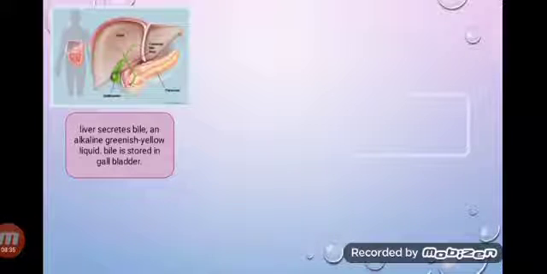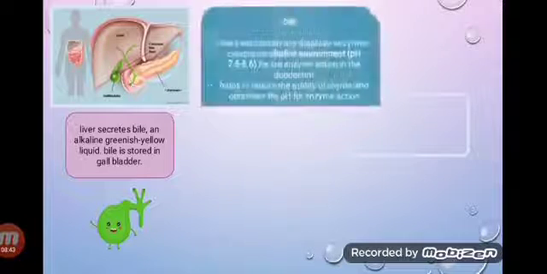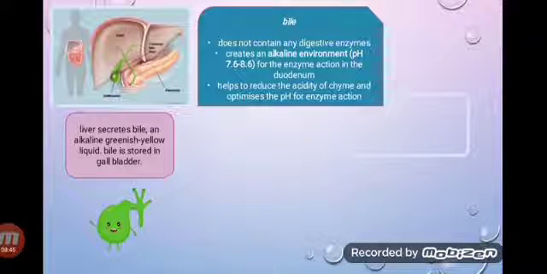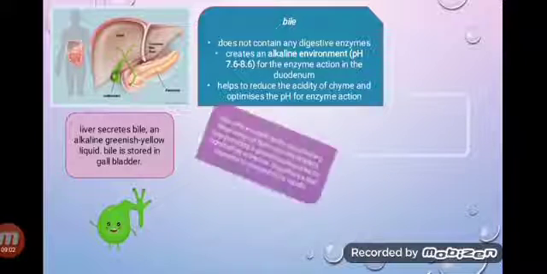The liver secretes bile, an alkaline greenish-yellow liquid. Bile is stored in the gallbladder. Bile does not contain any digestive enzymes. It creates an alkaline environment, with a pH between 7.6 and 8.6, for the enzyme action in the duodenum. It helps to reduce the acidity of chyme and optimizes the pH for enzyme action.